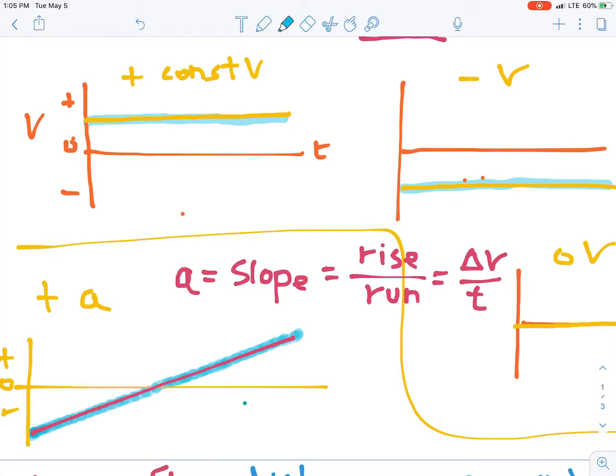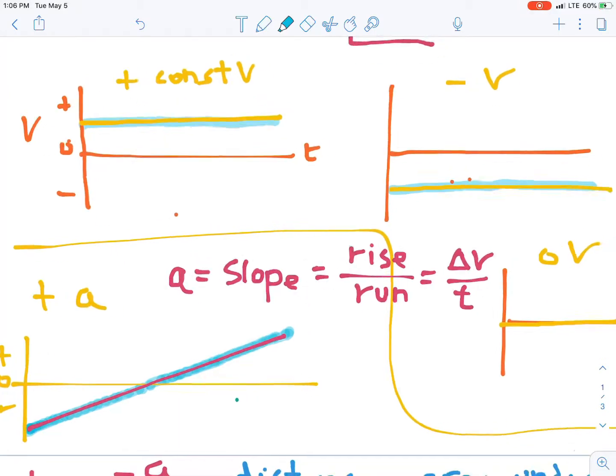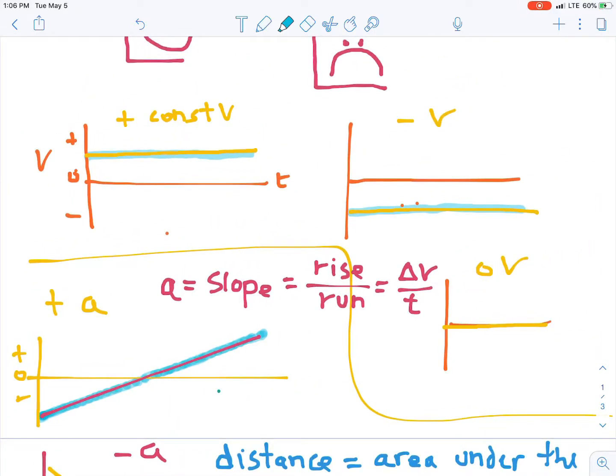This would be like if you had your car in reverse and you jammed it into drive as you were backing up. Not good for the car. Don't do that. Okay. So that is the acceleration is the slope in a velocity time graph. If there is no velocity at all, it will be a flat line on the zero.